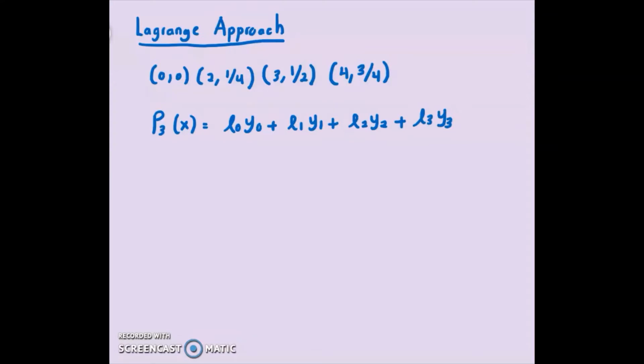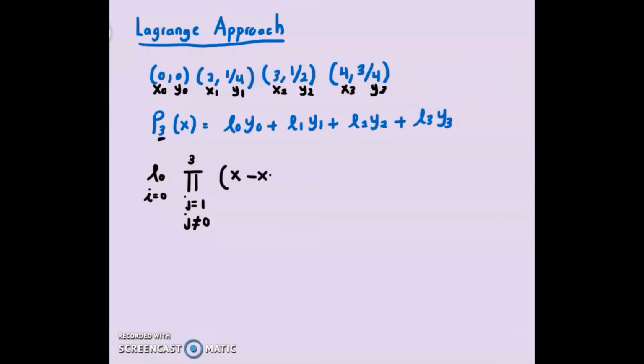What is this L? L is the equation that we want to find, not values. L is the equation using X. So this is my X0 Y0, X1 Y1, X2 Y2, X3 Y3. Let's find all these L equations. So L0, where my i equals 0, is given by the product over j from 1 to n. My n is 3 in this case, and j cannot be equal to i, which is 0.